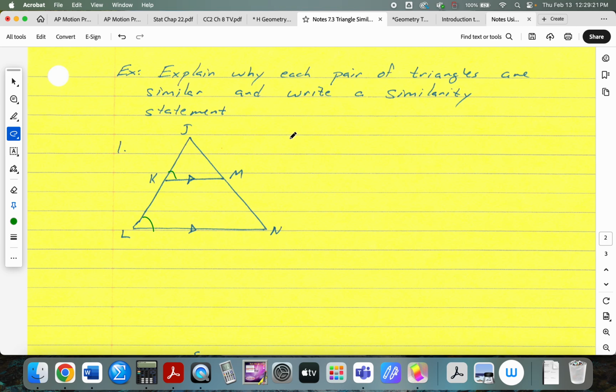So you can write something like this. The exact words are not super important. Since KM is parallel to LN, angle JKM is congruent, and I'll just say angle L, by the corresponding angles postulate. Haven't used that in a while.